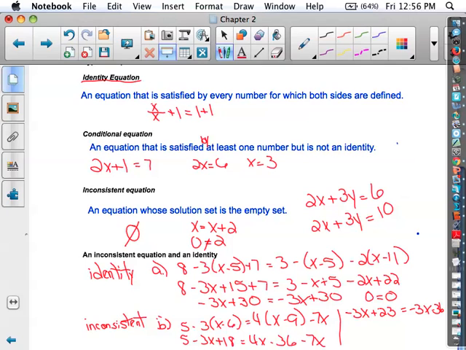Clearly, when I add 3x to both sides, I'm going to end up with 23 equals negative 36, which really doesn't make any sense. We know they're not equal. Therefore, it's an inconsistent equation, and it has no solution set. They're probably parallel. If we were graphing in the coordinate plane, they would be parallel.